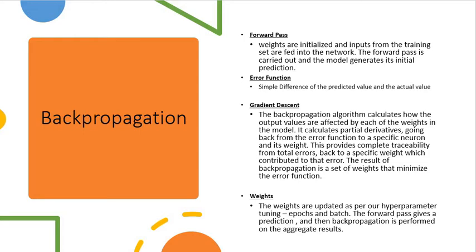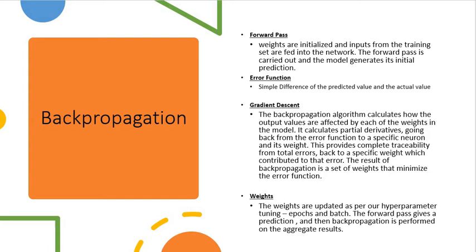Then comes the most important concept, gradient descent. Gradient descent is a first-order iterative optimization algorithm for finding a local minimum of a differentiable function. To find a local minimum of a function using gradient descent, we take steps proportional to the negative of the gradient, or approximate gradient, of the function at the current point.